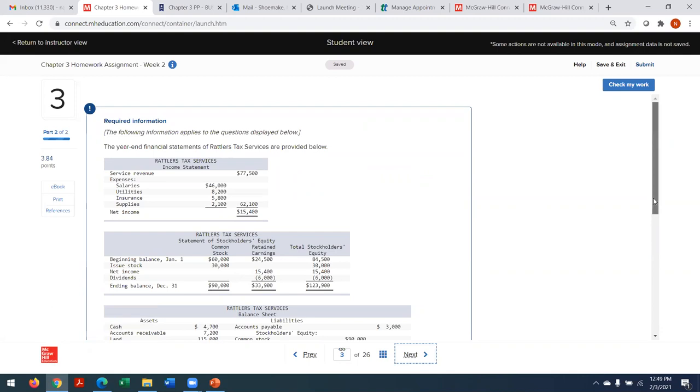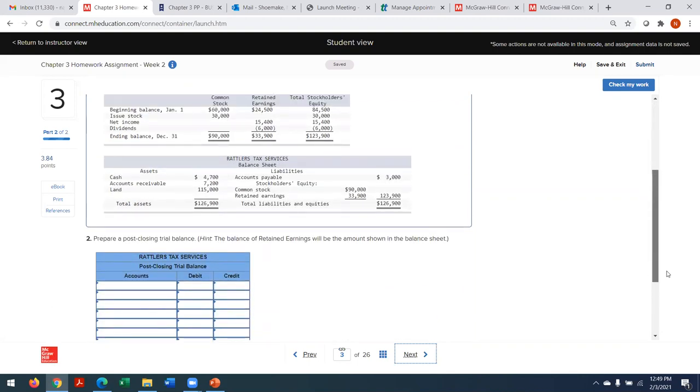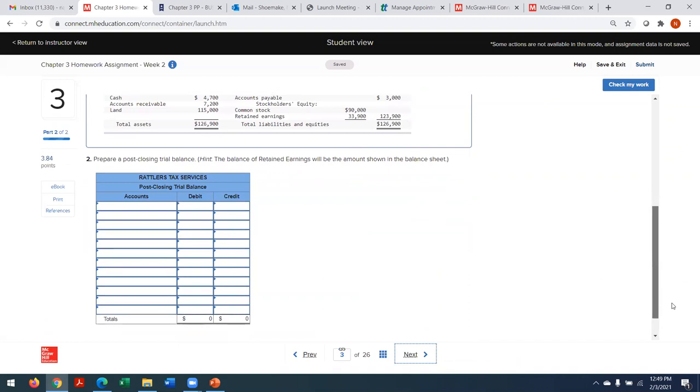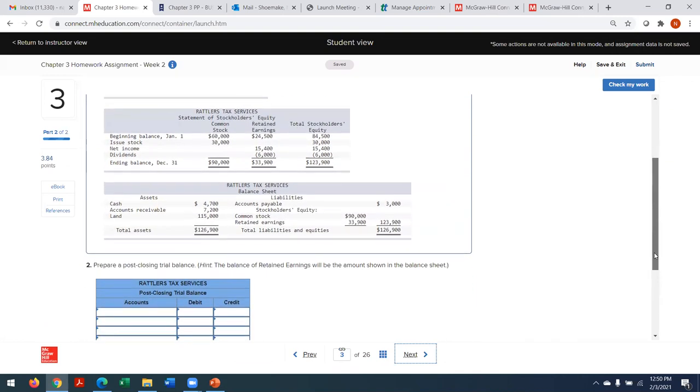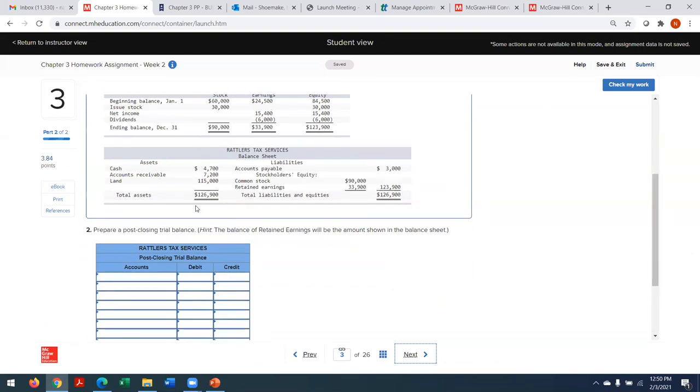Now, the next thing says, now that we have done that, prepare a post-closing trial balance. So what we're going to do is take our post-closing assets and show cash of 4,700. We're going to show accounts receivable of 7,200. We're going to show land of 115,000.